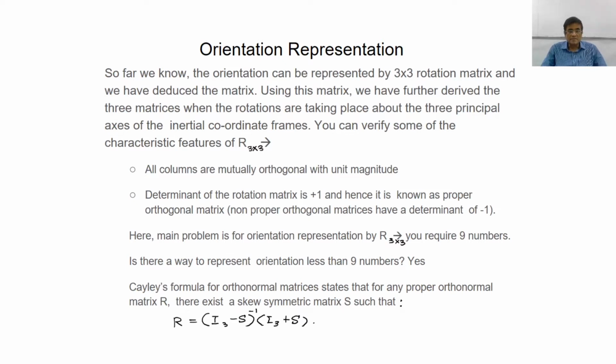As in our earlier lecture, we deduced that orientation can be represented. That means if you have a body coordinate frame and an inertial or fixed coordinate frame, and the body rotates, that means the orientation of the body changes, then the body coordinate frame changes with respect to the inertial coordinate frame. And then we captured that rotation by a 3x3 matrix. The one special characteristic feature of the matrix is that all columns are mutually orthogonal with unit magnitude.